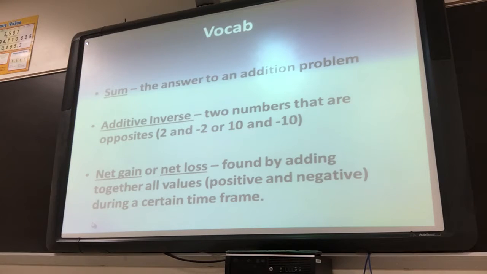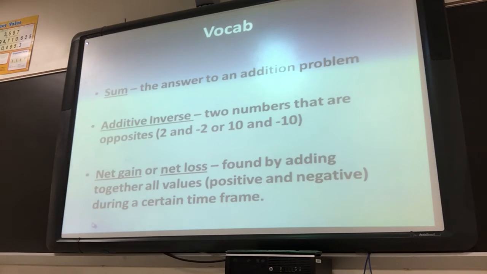Alright, so as you're finishing getting those down, sum, hopefully you guys are aware of that. It's the answer to an addition problem. Not every question is just going to say add these two numbers. It might say find the sum, and so that tells you you've got to add them.